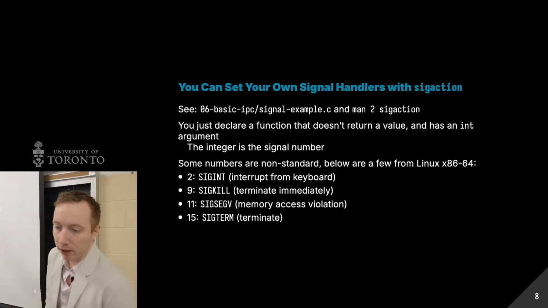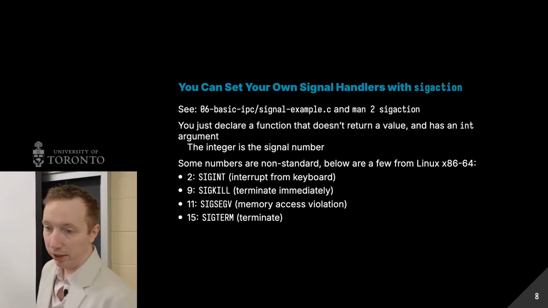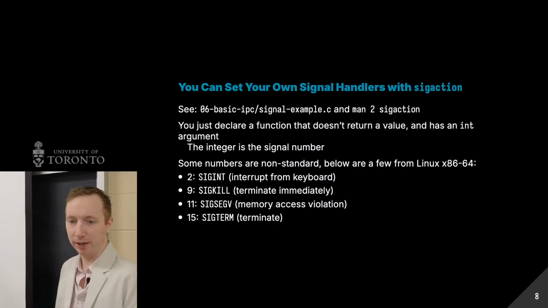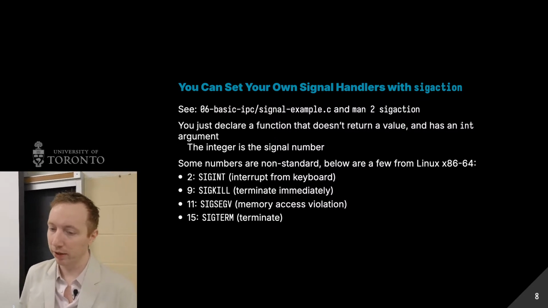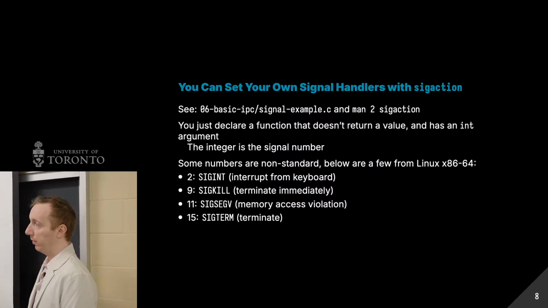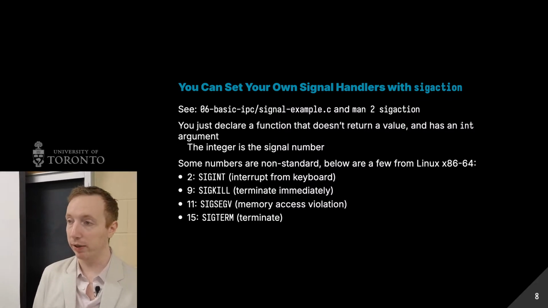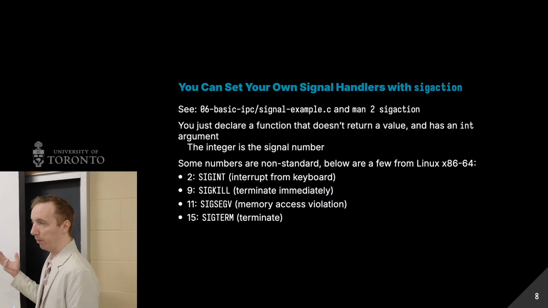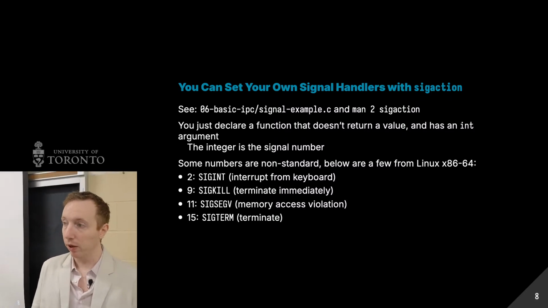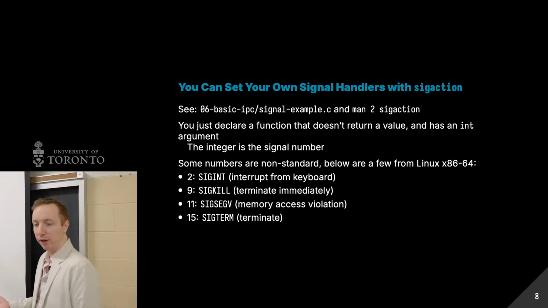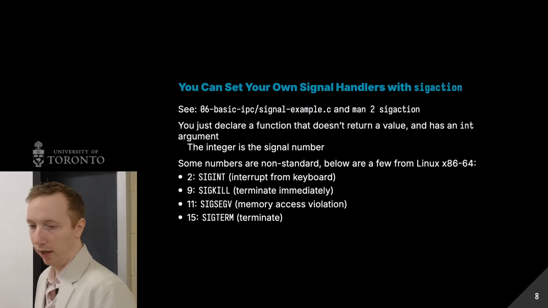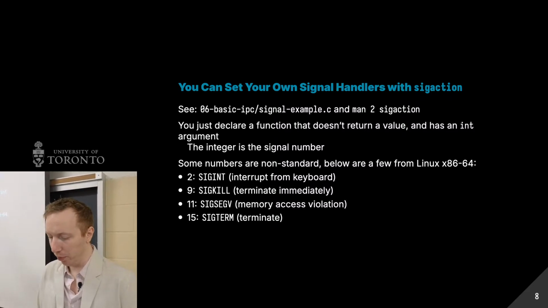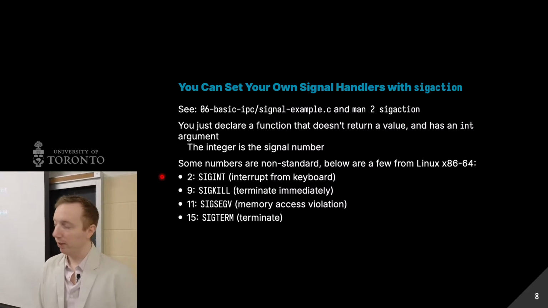So you can actually set your own signal handlers with a system call called sigaction, which sounds kind of fun, funner than it actually is. All you do is declare a function that doesn't return a value and has an int argument, and that int will be set to the number for the signal handler. So the numbers more or less are non-standard, but from Linux x86 64-bit, which is what most of you will probably interact with, these are some of the default numbers.